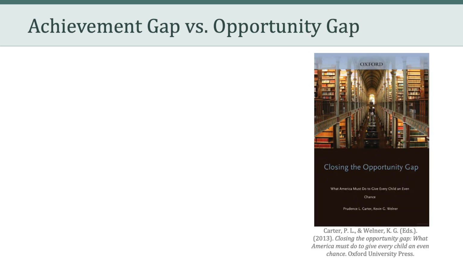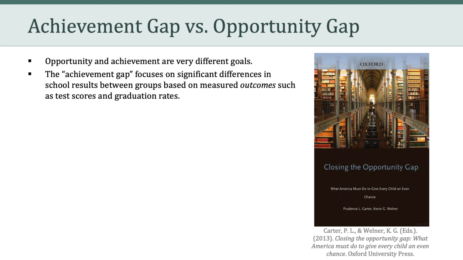Now I want to talk about Carter and Welner's book, Closing the Opportunity Gap. And importantly, they introduce a couple of key concepts. And one of those concepts is the difference between the achievement gap and an opportunity gap. So let's delve into that distinction. Now, Carter and Welner write that opportunity and achievement are very different goals. On the one hand, the achievement gap focuses on significant differences in school results between groups based on measured outcomes such as test scores and graduation rates.